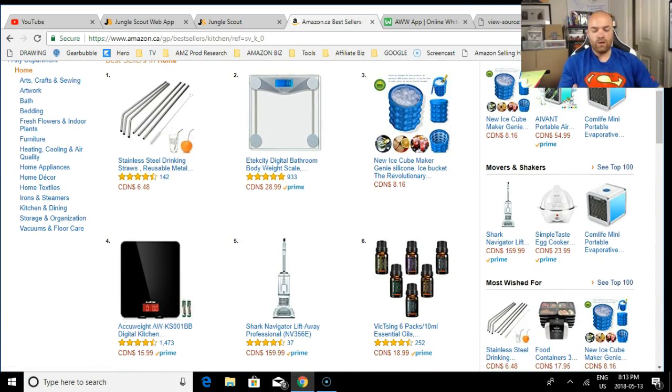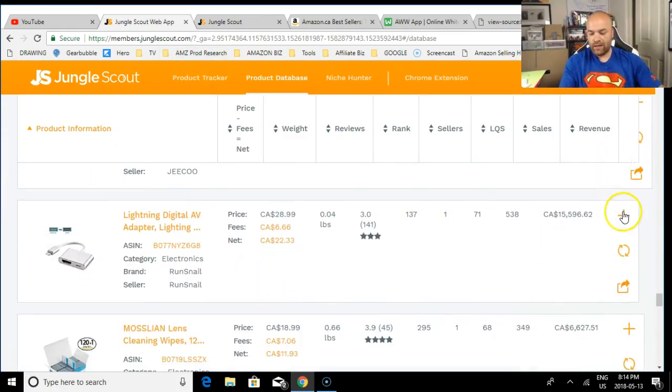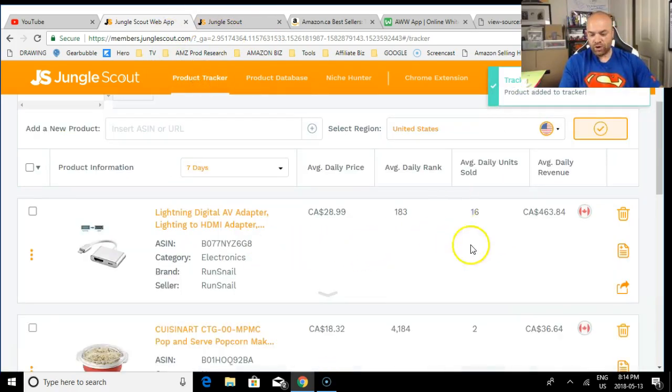Here's where a lot of people are running into problems. And here's the problem that I'm running into as well. I can still do product research even if Jungle Scout doesn't give me numbers, because I know secondary ways of figuring things out. I know to look at the rank. For example, let's take this product right here and add this to my tracker, and then go to my tracker. I know that in the tracker it shows me 16 units per day.